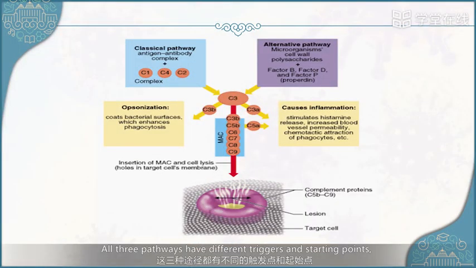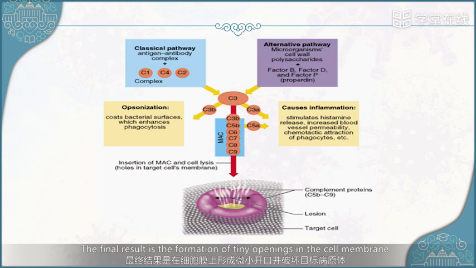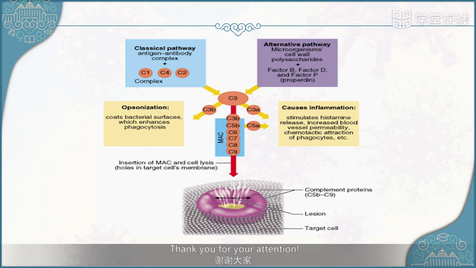All three pathways have different triggers and starting points, but they all converge at the same place, C3 convertase. This enzyme begins the series of reactions that give rise to the membrane attack complex characteristic of the complement machinery. The final result is the formation of tiny openings in the cell membrane and the destruction of the target pathogens.